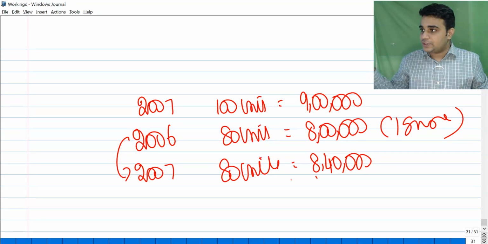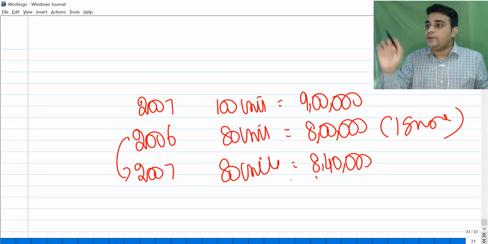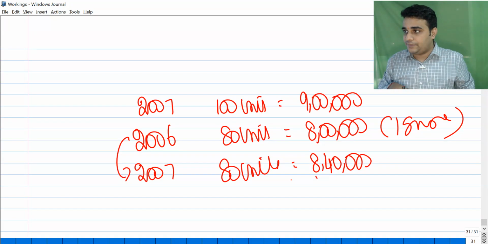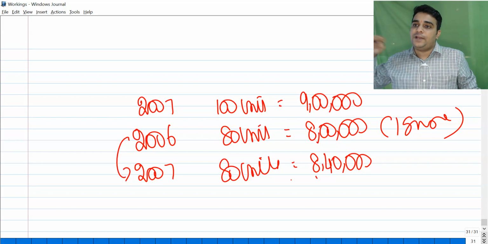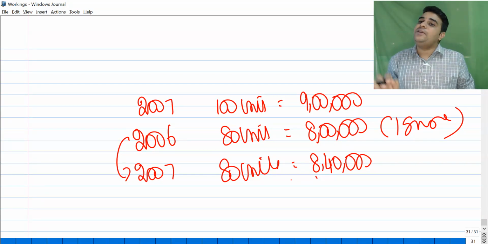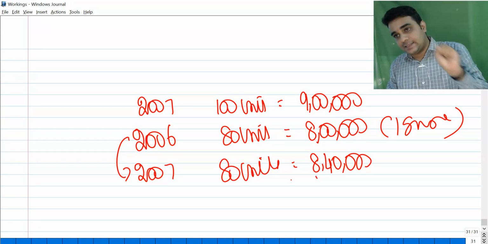I can remove inflation, but that will come in decimals, and then finally you will have to add back inflation. Why do you need to add it back? Because we are working with 2007 data, and finally I need the 2007 number. So there is no point in removing inflation from 2007. I can add inflation to 2006. The 2006 8 lakh does not have 5% inflation.